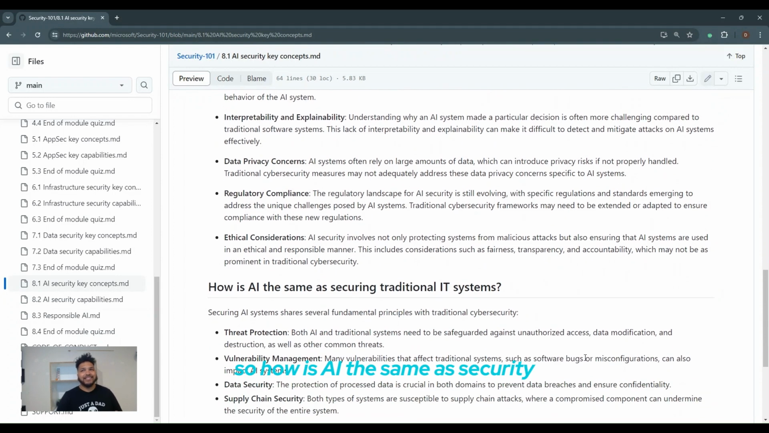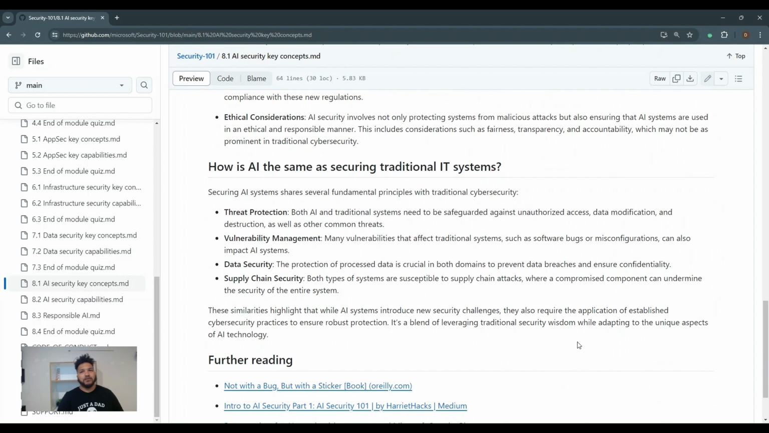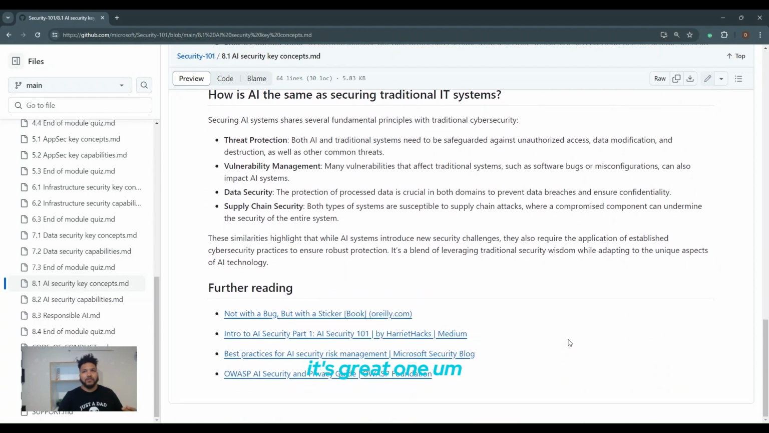So how is AI security the same as traditional IT systems, right? You've got to provide threat protection. There are still vulnerabilities. There's obvious data security and there's supply chain security. All of these are critical, whether it's AI security or standard data security, right? So when you read through it, the OWASP one is a good one, but I also think the intro to AI security is a really good article by Harriet Hacks. It's a very good article written by a community member, so you guys should definitely take a look.